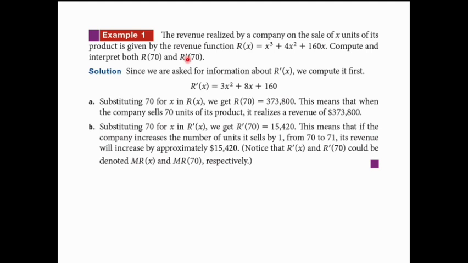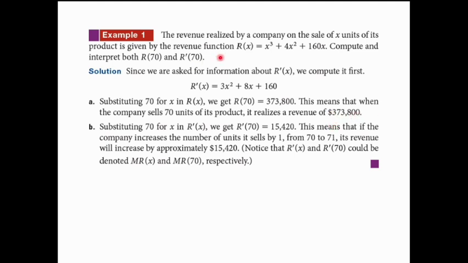For R of 70, it's asking us to plug in 70 items into the revenue function to determine the revenue. When you plug in 70 into this revenue function, you're going to get 373,800. So this means that when the company sells 70 units, you're going to get a revenue of 370,800.